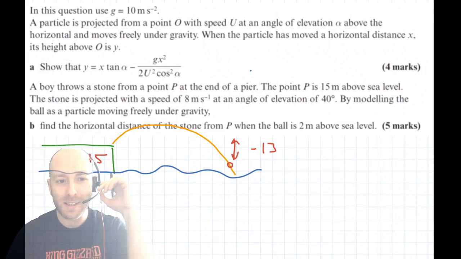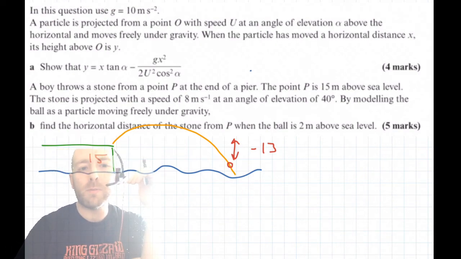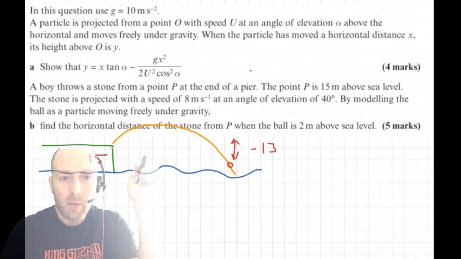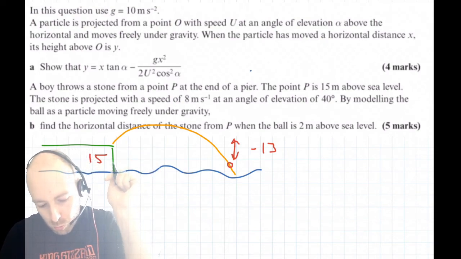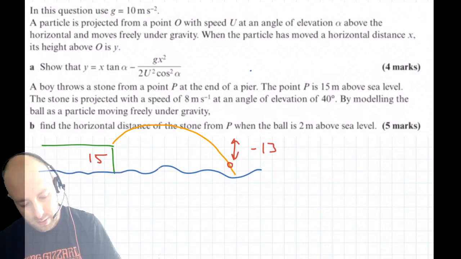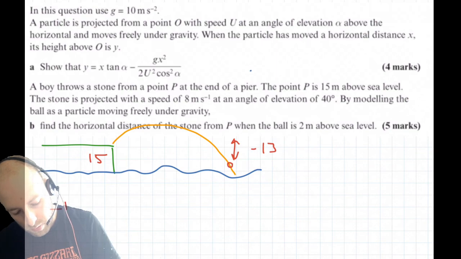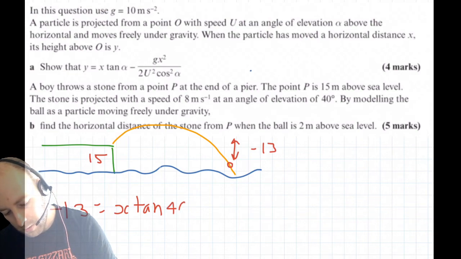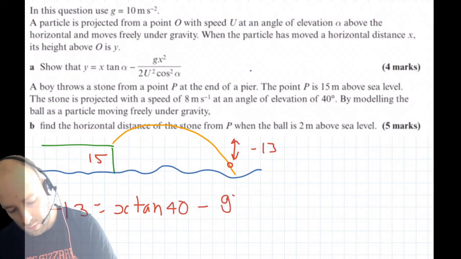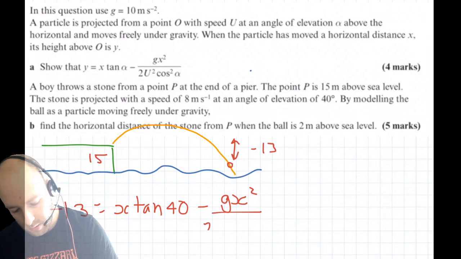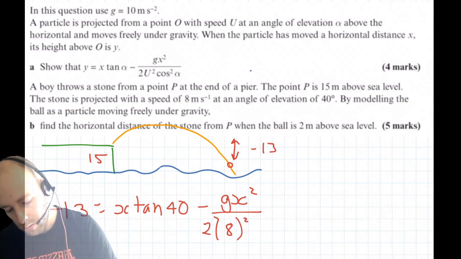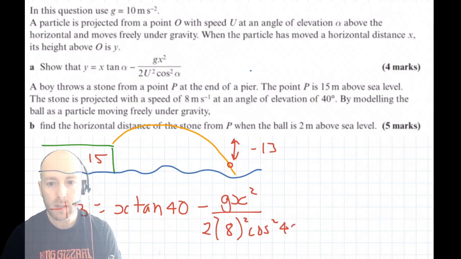So I actually did this really quickly. I think you guys will like my method. So I drew a sketch. So my total displacement is minus 13. We know all the other stuff. So we know alpha, we know g, we know u. So I'm going to put it all straight into the equation. So minus 13 equals x times tan, angle of elevation was 40, minus g x squared over 2 lots of, well, u was 8 squared, and then cos squared 40. Like that.